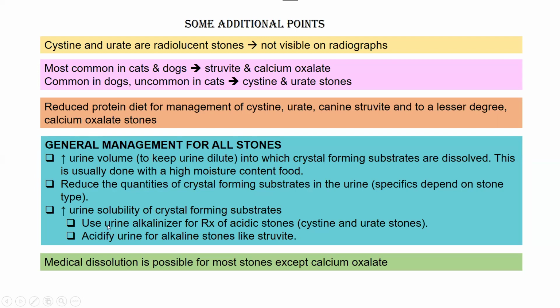You can use urine alkalizers for the treatment of acidic stones like cystine and urate stones. And as far as alkaline stones are concerned, you should acidify the urine, for example, in case of struvite stones. So you just have to reverse the pH in which the stones or crystals prefer to precipitate. And last thing, medical dissolution is possible for most of the stones except calcium oxalate.